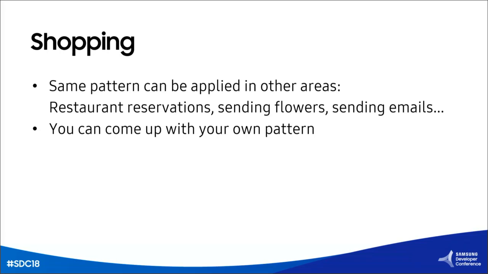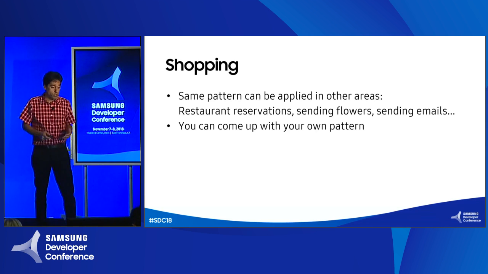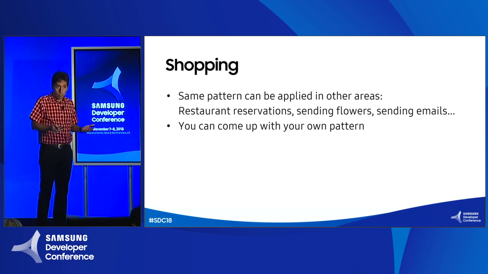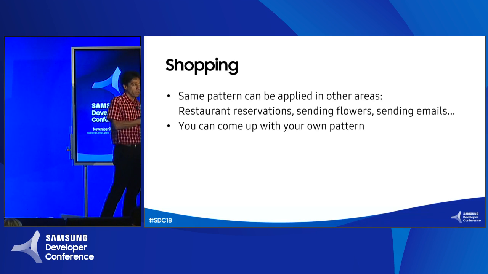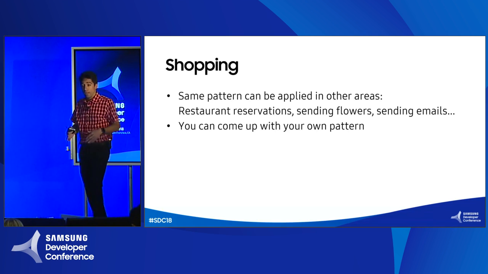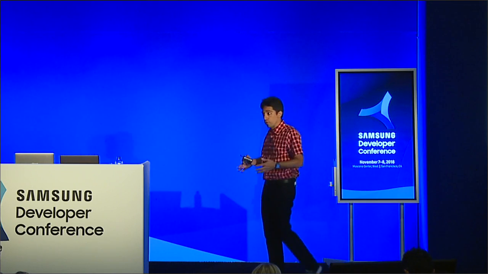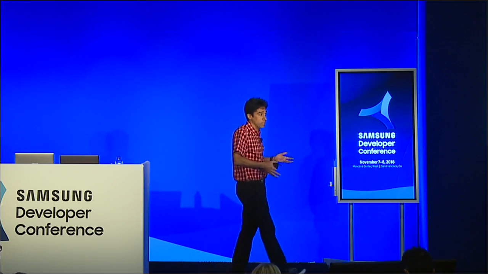Now I'm going to describe one way of modeling those shopping phases that we saw. The model that I'm going to describe here is going to be useful for cases that are similar to a shopping cart reservation, like restaurant reservations, sending flowers. But it's also going to be useful for similar use cases, such as sending email messages.